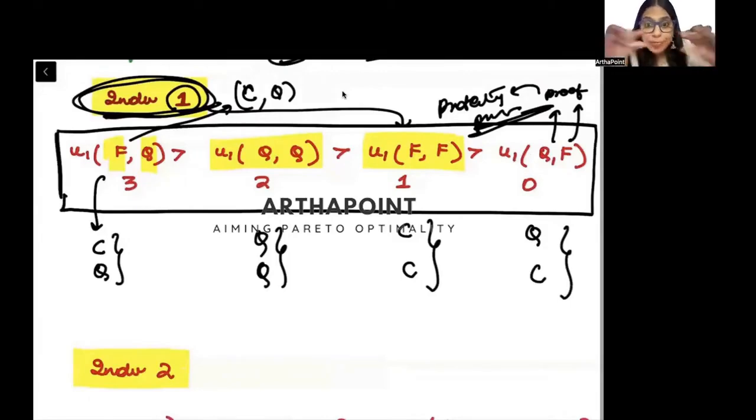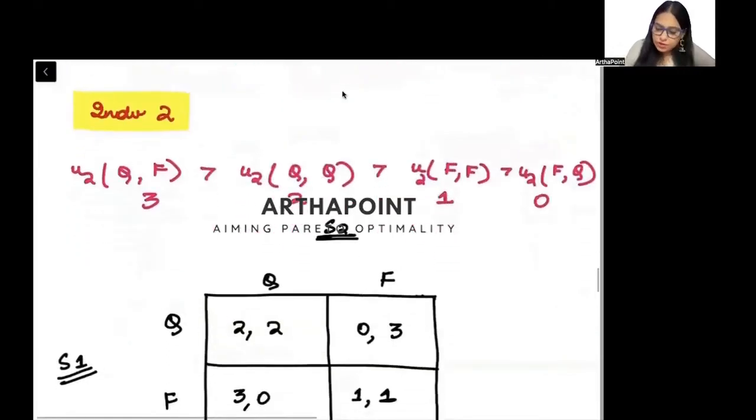हाँ, ये इसका preferences है. Now, to convert preference to payoff, just give numbers in the decreasing order. तो ये हो गया 3, 2, 1, 0. I have given numbers in the decreasing order. Is this clear? ठीक है. Now let's talk about individual 2.